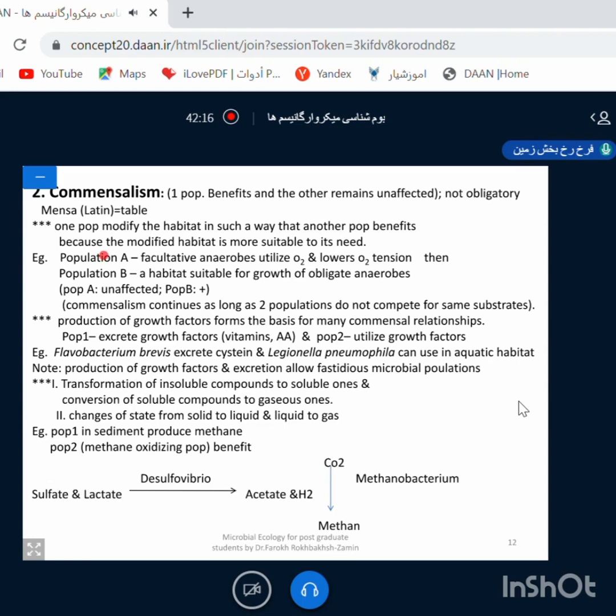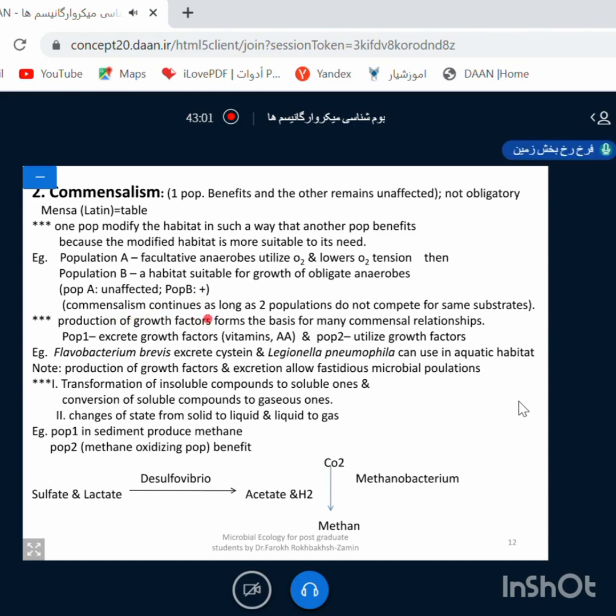You can see this interaction. We are talking only regarding oxygen. We don't talk about food. We are talking only regarding the need or no need of oxygen. Population A, facultative anaerobes, utilizes oxygen and lowers oxygen tension. Then for population B, there is a habitat suitable for growth of obligate anaerobe. Population A is unaffected. Population B is benefited.